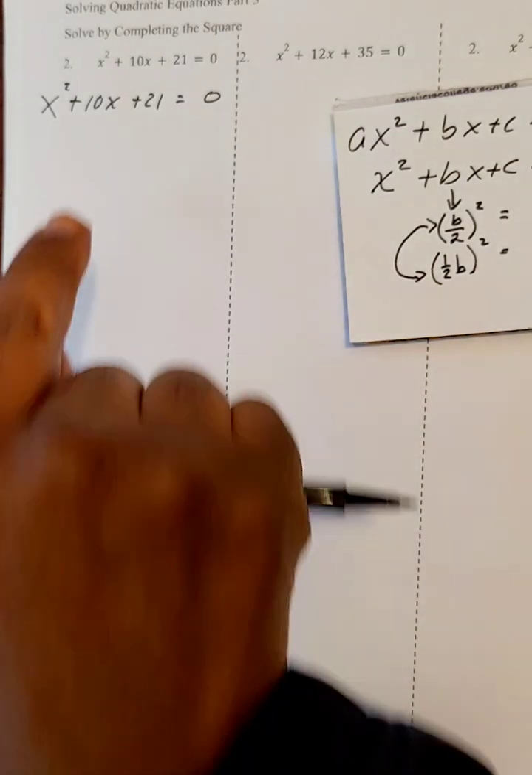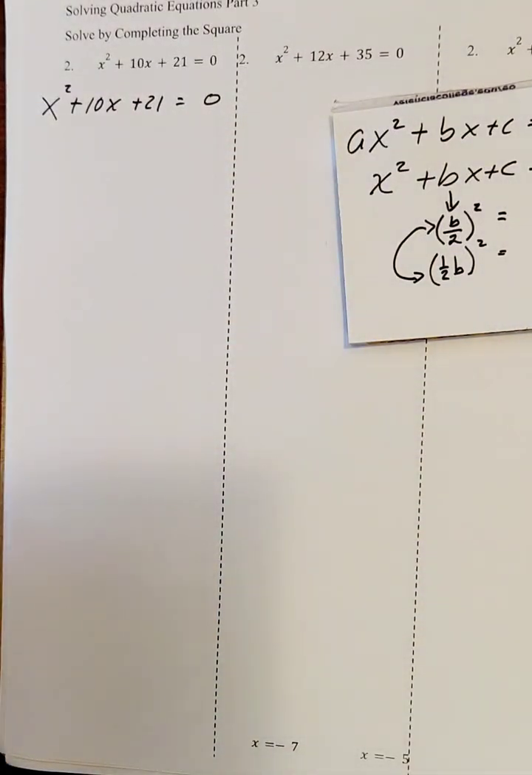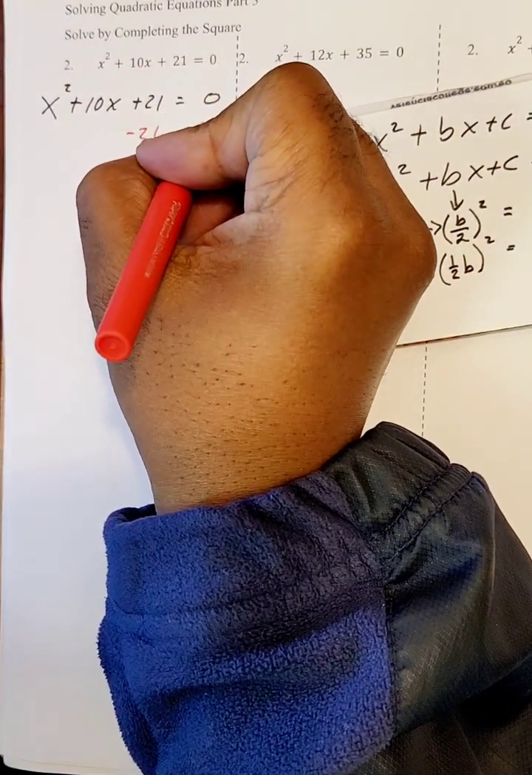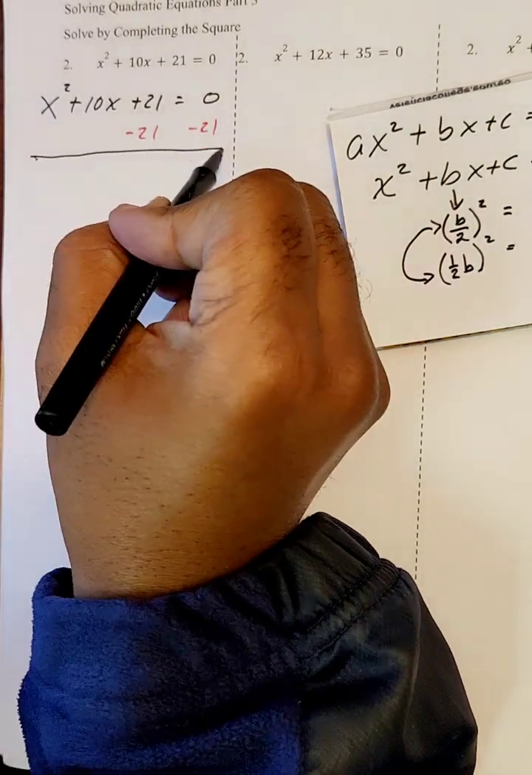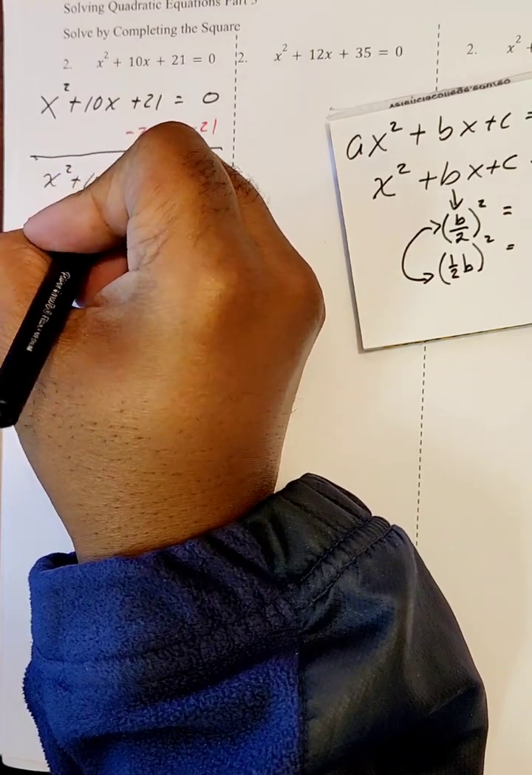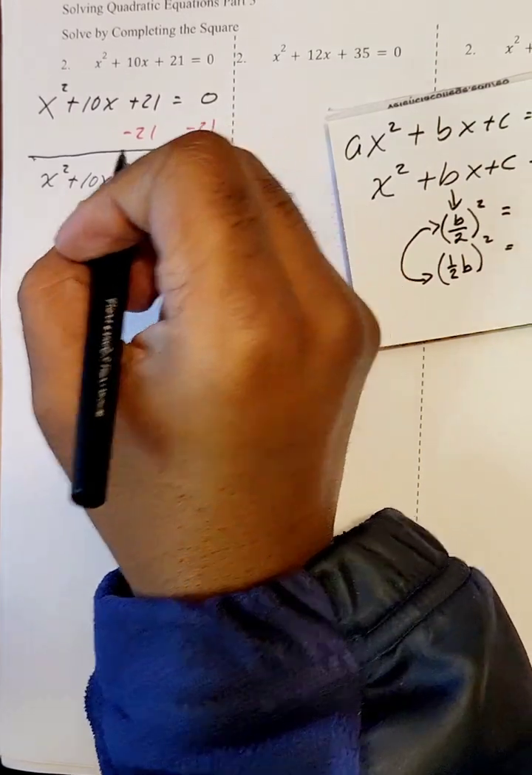And our first step will be to move the c to the other side. So we're going to use a minus 21 here, where we do to one side, we do to the other. And what we get is x squared plus 10x equals negative 21.